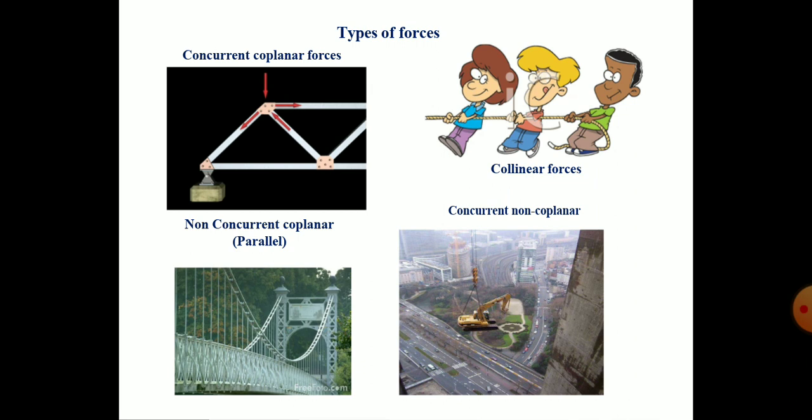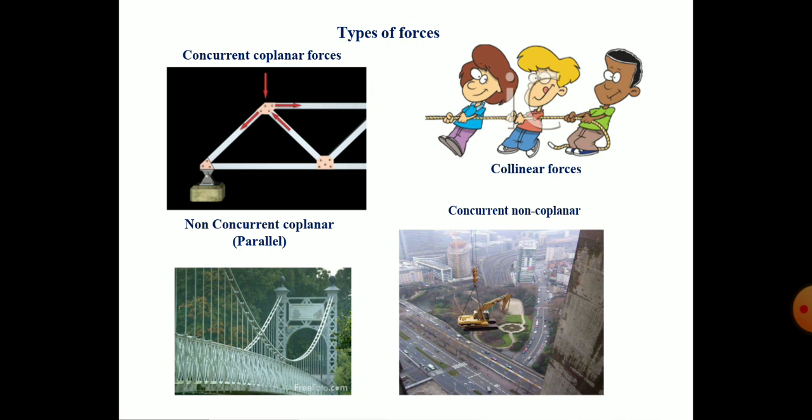Then next topic is the types of forces. What are the types of forces in mechanics? Coplanar, concurrent, collinear, non-concurrent, and concurrent non-coplanar. Coplanar forces means a number of forces acting on a single plane. Concurrent coplanar forces means each and every force passes through one point, that means the origin.